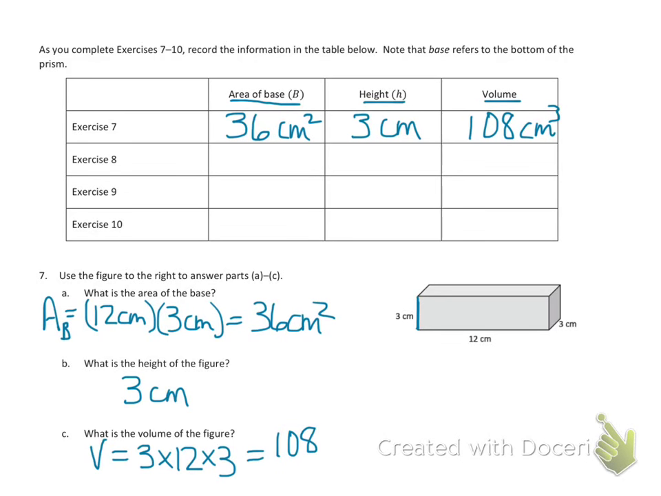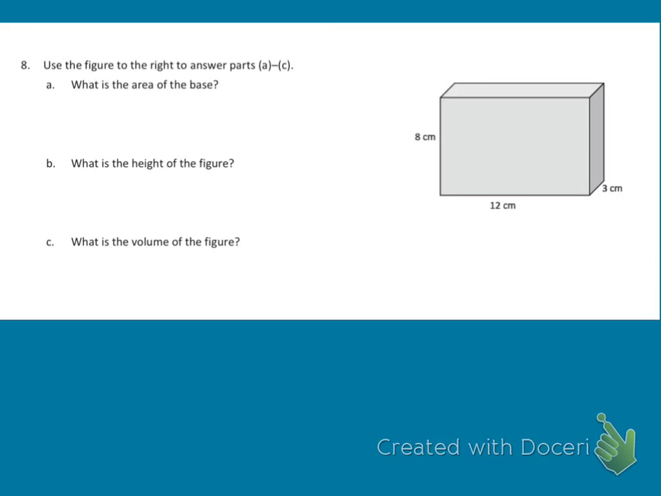Okay, so that's exercise 7. So go ahead and do 8, 9, and 10 exactly the same way. 8, 9, and 10, and then we'll summarize all what we're learning together. Okay, so go ahead and work on those.